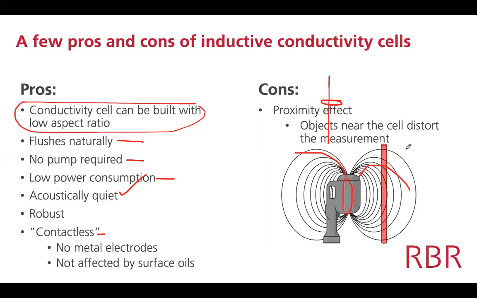That does mean that any sort of object, such as a mooring line, say here, can interfere with the measurement. Okay, so that's the main disadvantage of an inductive cell. But we're going to discuss that and show that in fact it is generally not a particularly strong limitation to the science you can do.